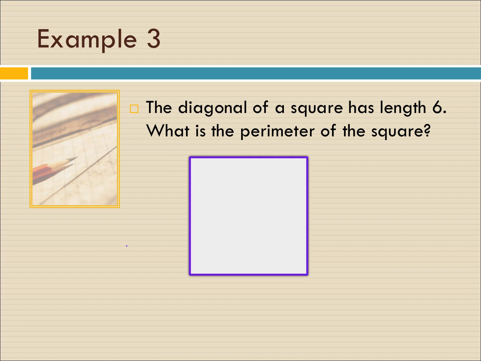There's my square. Back in the quadrilateral chapter, we learned that a square has 4 congruent sides. It also has 4 right angles. It also has diagonals that are congruent. So it doesn't matter if I draw that diagonal or the one going this way. I only have to draw one of them in. And it told me it had a length of 6.